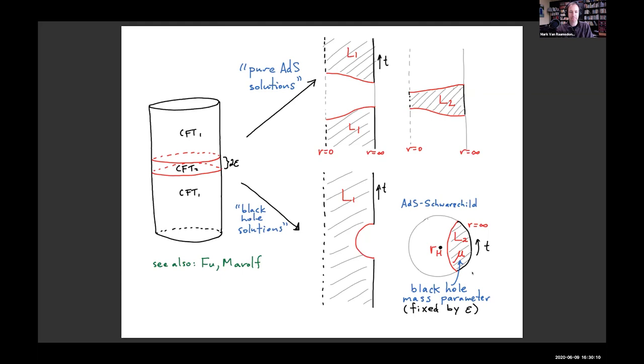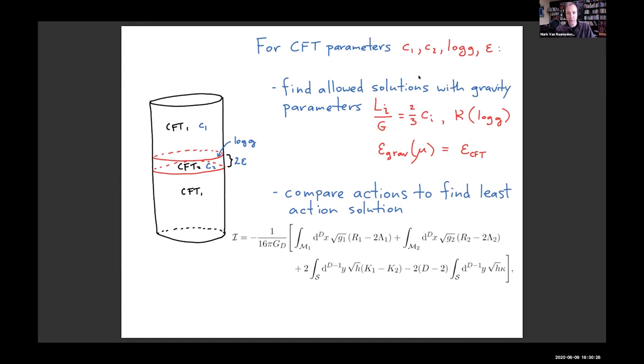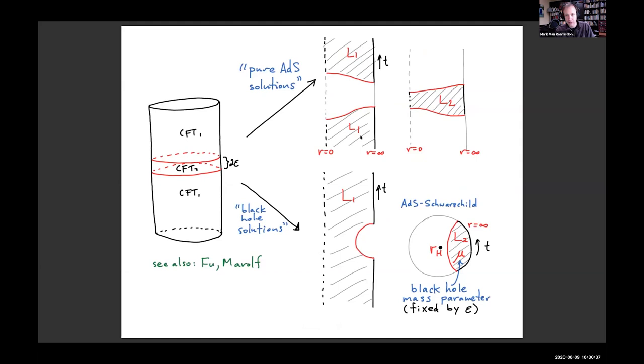Okay. So it's not very hard to find all these solutions. Actually, a paper recently by Fu and Marolf on bag of gold spacetimes did very similar calculations with a different purpose. What we want to do is just find all the allowed solutions with these different gravity parameters. One thing I should mention is that in order to end up with this particular parameter epsilon, which you can think of as the ratio between this height and the radius of the sphere, you need to choose the right value of mu.